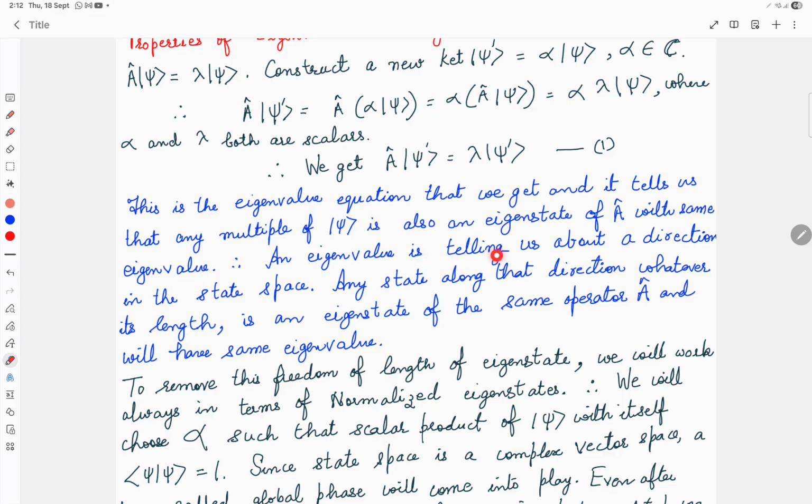An eigenvalue is telling us about a direction in the state space. Any state along that direction, whatever its length, is an eigenstate of the same operator. So the eigenvalue is telling us about a direction in the state space. Along that direction, for different states, the eigenvalue will remain the same.